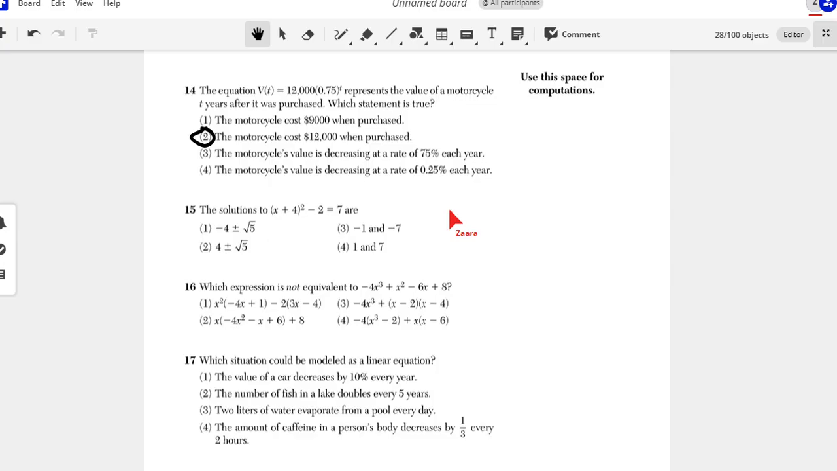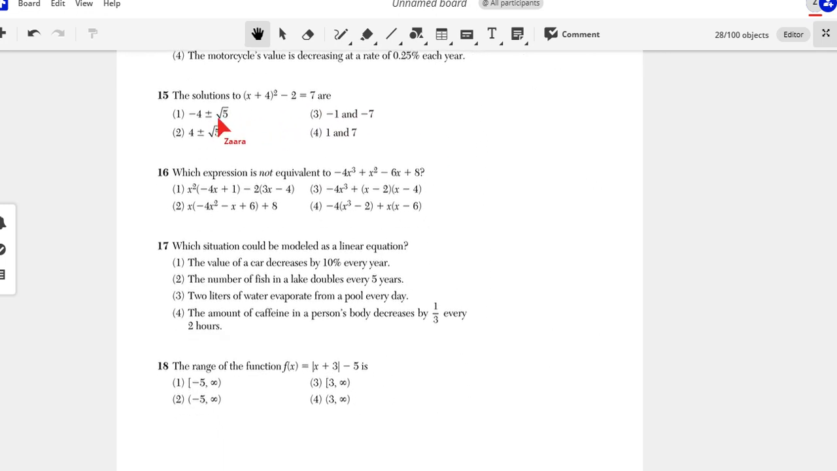Next, present the value of motorcycle. Solutions to x plus 4 squared minus 2 equals 7. I got for this one, I was stuck between 2 and 3.